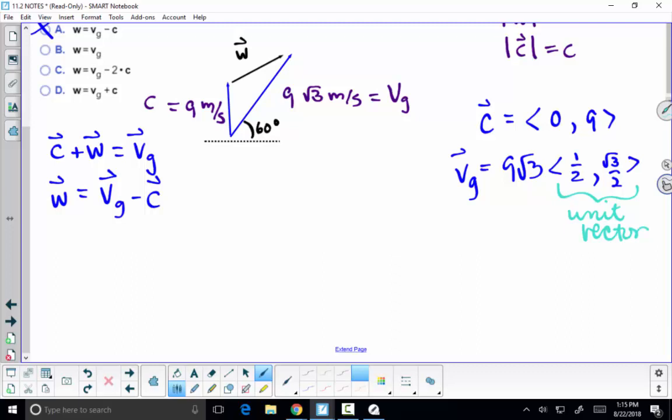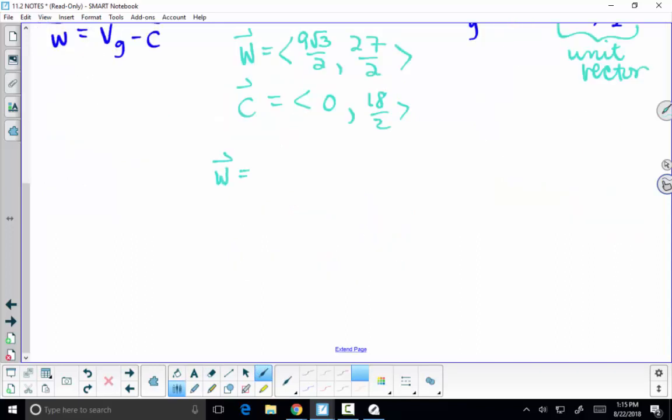Now we subtract the two. So the wind vector is going to be this one. Let's distribute that in, so we get 9 square root of 3 over 2, comma. When we distribute the 9√3 there, we get 9 times 3, which is 27. So we get 27 halves. We're going to subtract off C, so I'm going to write it right below it so I can subtract really easily. And I'm going to write that just to make my life even simpler. Let's write it as 18 halves. So the wind is then described by this vector, 9√3 over 2. We have 27 halves minus 18 halves, so we get 9 halves.